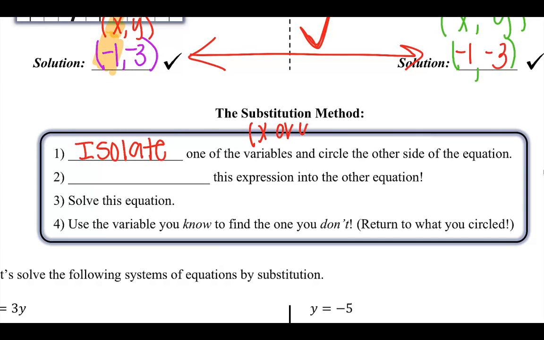Step 2, you're going to use substitution. So substitute this expression into the other equation. Solve the equation and then use the variable you know to find the one you don't. So return to what you circled. That's exactly what we did up there.